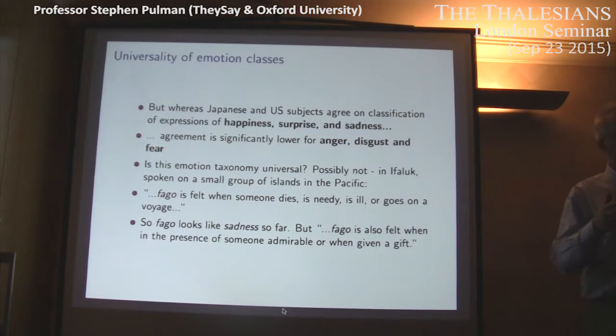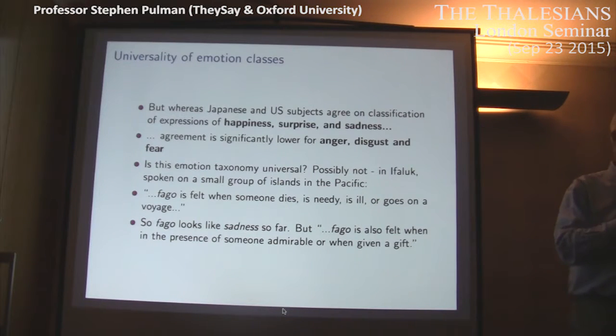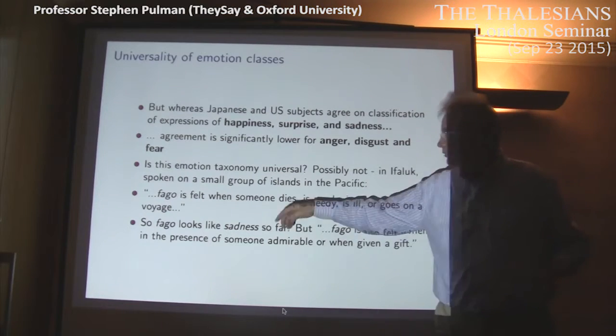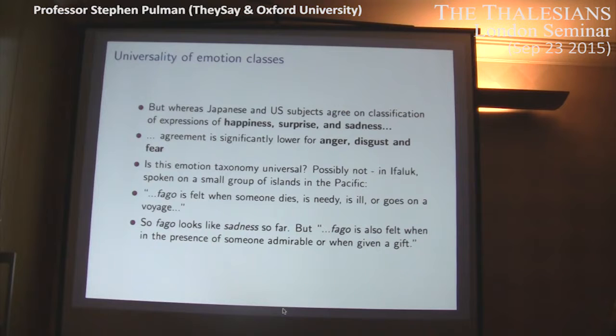And anthropologists have tried to classify their emotion vocabulary and came up with this particular word, which really just doesn't seem to fit into our classification at all. Again, I don't know how you pronounce it, let's call it Fargo. So Fargo is felt when someone dies, is needy, is ill, or goes on a voyage. So that sounds like a fairly negative emotion, sort of sad or something.